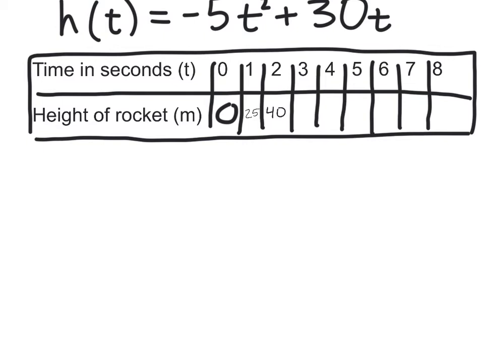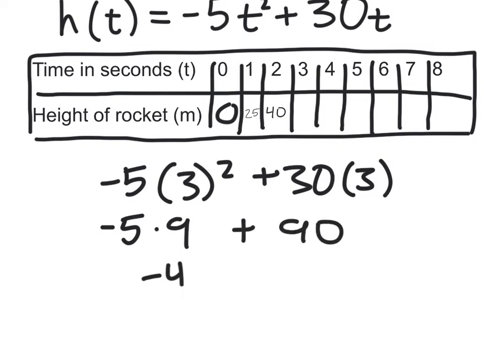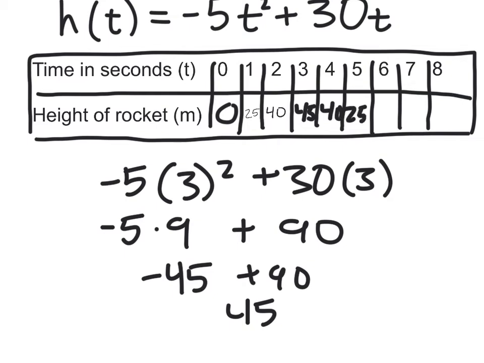After 3 seconds, so negative 5 times 3 squared plus 30 times 3. 3 squared is 9, and 30 times 3 is 90. So we've got negative 45 plus 90, which equals 45. And this happened to be 40, and this was 25, and that was 0. And then when we plugged in 7 and 8, we got negative values.